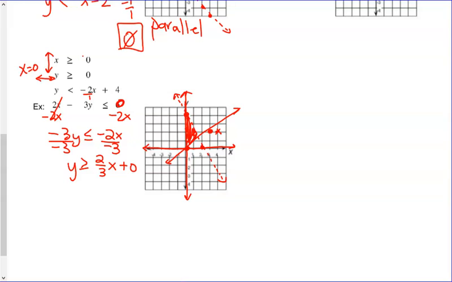So that is it. That's what we have for inequalities. Please make sure that you have the y isolated if it's a line. And the other thing to remember is to make sure you have your solid or dashed line on there, and also determining where you shade that. So be very careful on that.